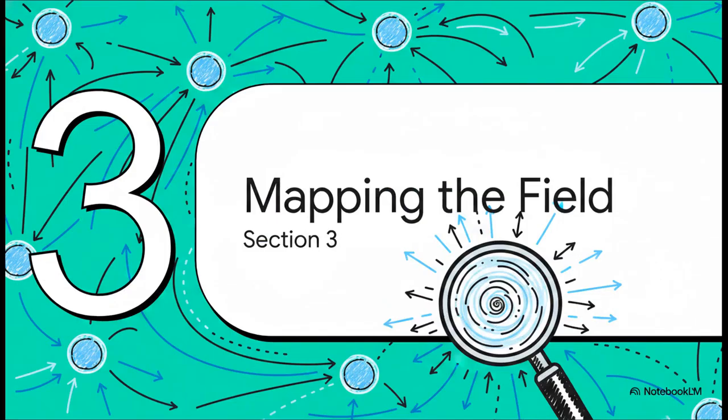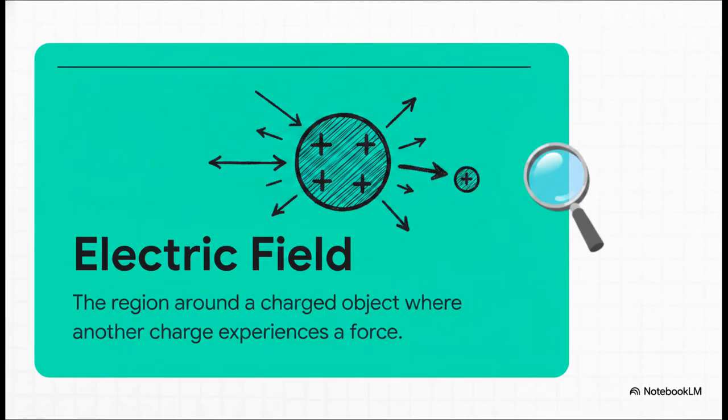All right, zooming back out for Section 3, mapping the electric field. So we have these individual electrons, but how do they actually interact across space? That's where the electric field comes in. What is it? Basically, it's the invisible region surrounding a charged object where another charge would actually feel a force.